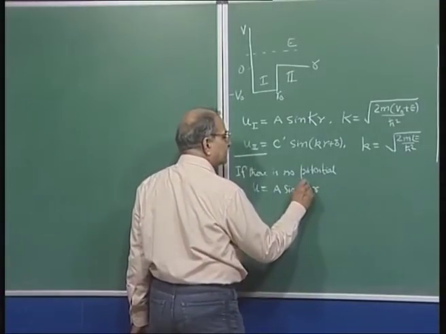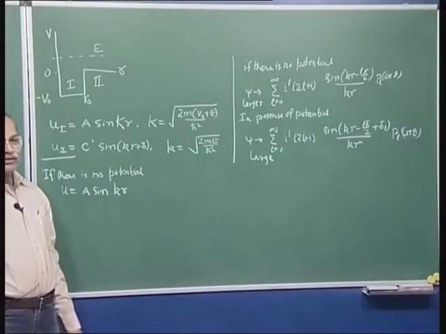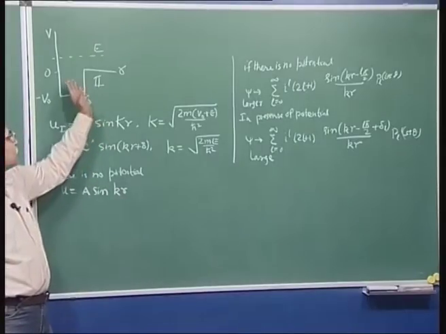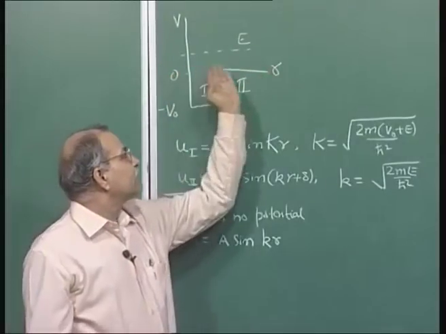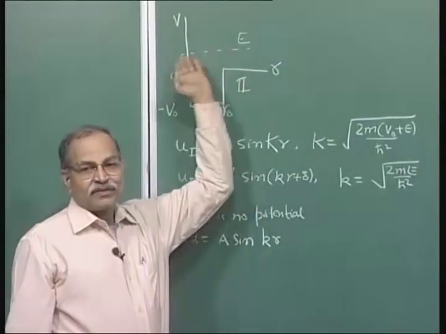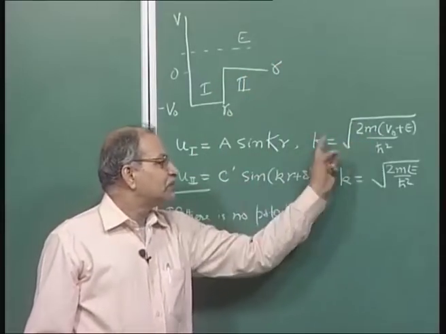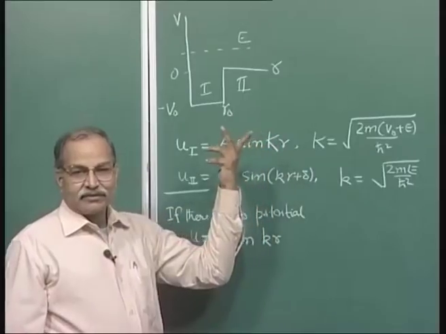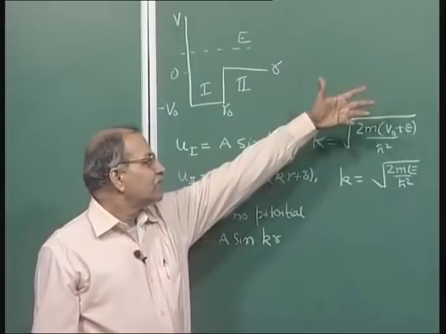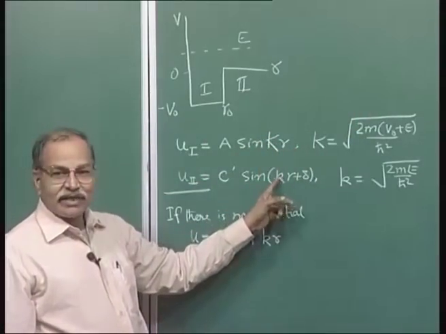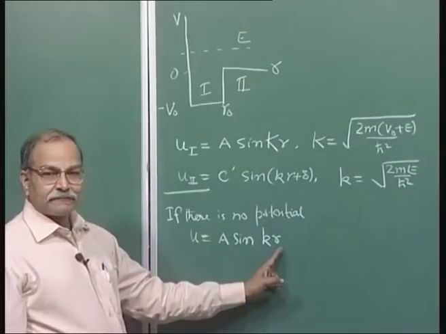Small k r. In fact, it becomes the same whether you call it capital K r or small k r. If there is no potential, V naught is 0, this line is flat starting from 0, so there is no V naught. Okay, and therefore this capital K will be same as this small k, right? But I am using small k simply because I am interested at large R, and at large R I have used small k here. If there is no potential, then u is A sin k r.